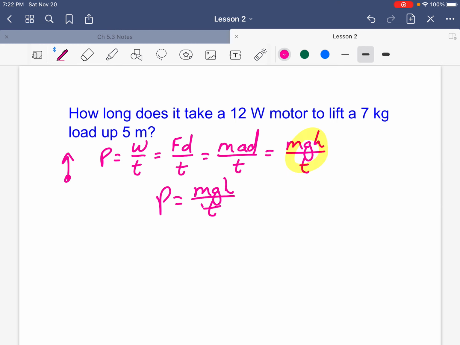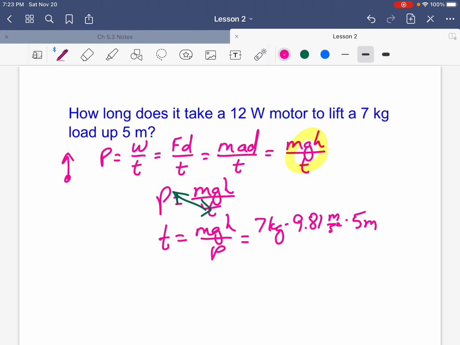Now, here we want to solve for time. So I rearrange this. Cross multiply. Time is MGH over P. 7 kilograms times 9.81 meters per second squared times height, 5 meters, divided by power, 12 watts. The time I get is 29 seconds.